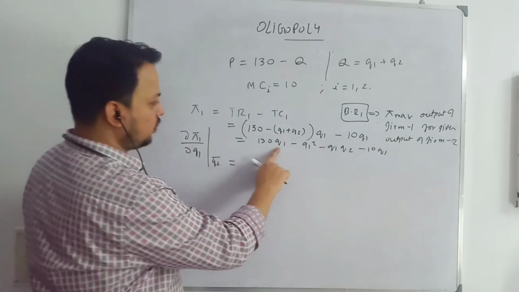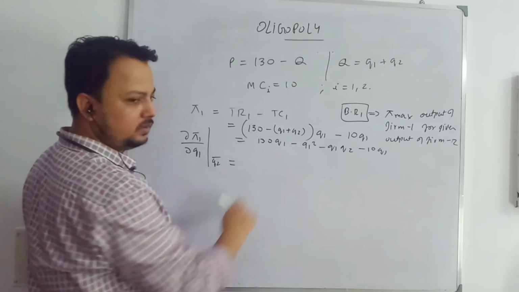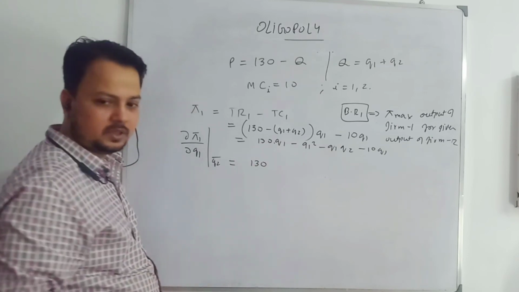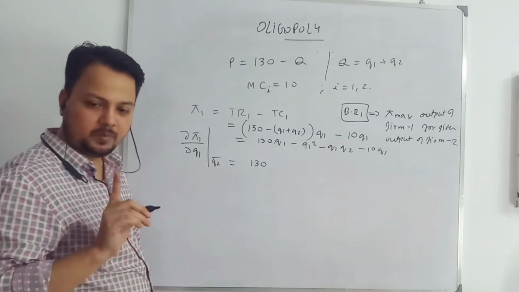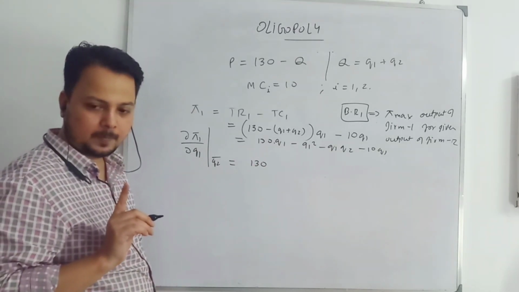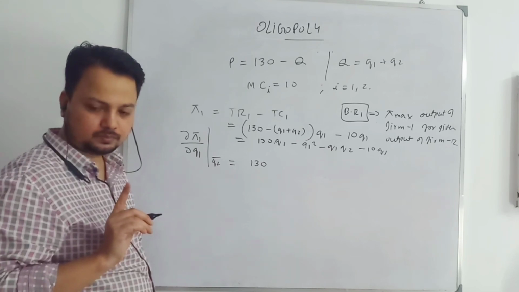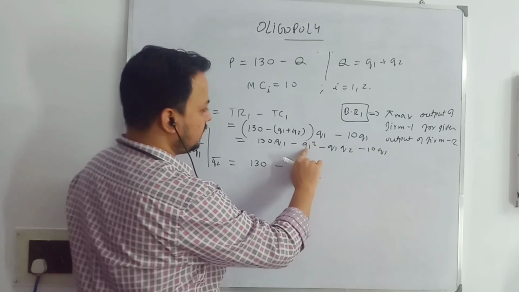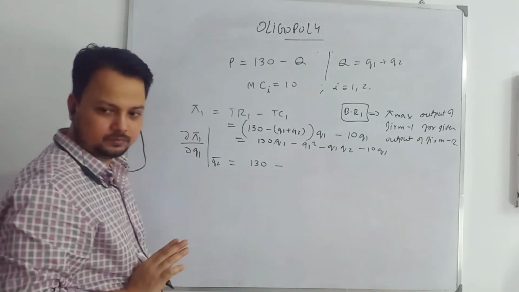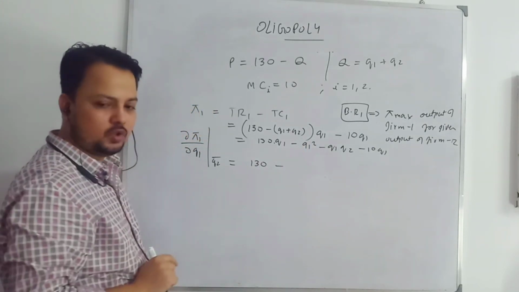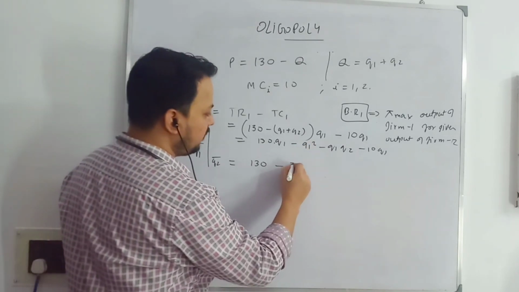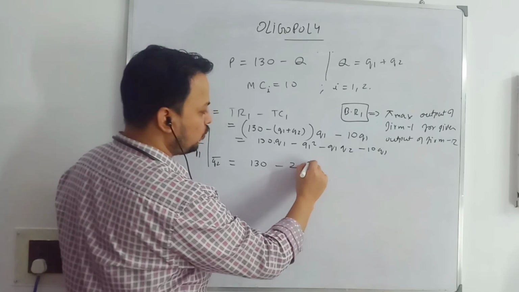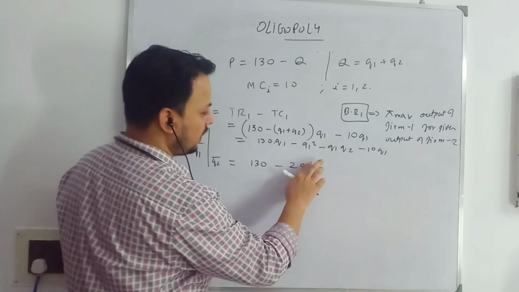So look at this one. 130 q1: 130 is constant, just write this one. Then the derivative of q1 over q1 will be 1, right? Yes or no? Then write minus q1 to the power 2. You are taking the derivative with respect to q1, so whatever power you have will come in the front, q1 to the power 2 minus 1. So 2 minus 1 will be 1. So I just write q1.